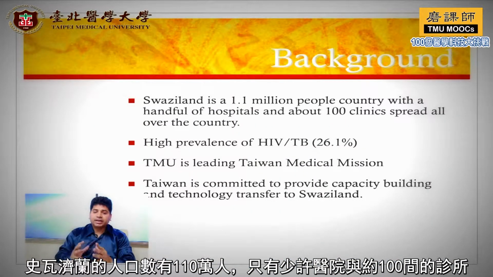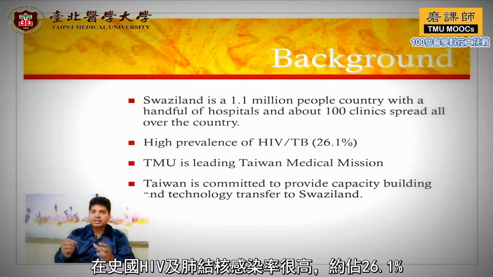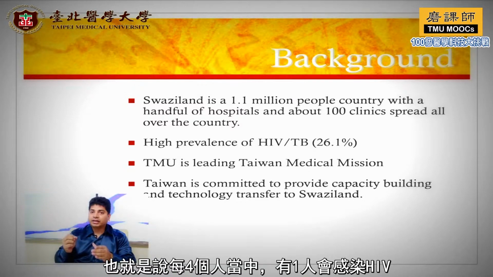Swaziland is a country of 1.1 million people with a handful of hospitals and about 100 clinics spread all over the country. The particular thing about Swaziland is that they have a very high prevalence of HIV and tuberculosis. The rate is almost 26%, meaning every third or fourth person you meet will be HIV infected.